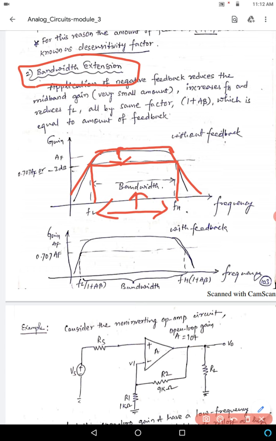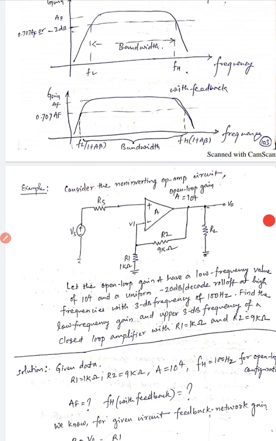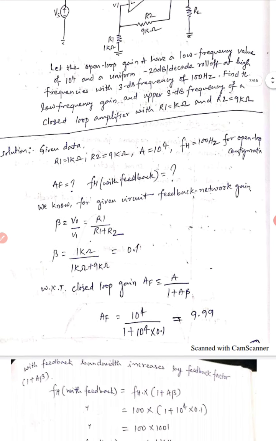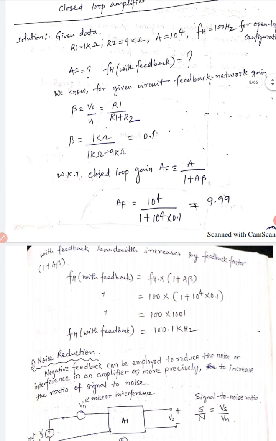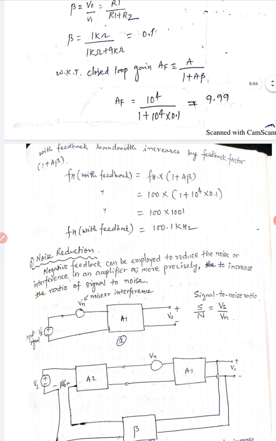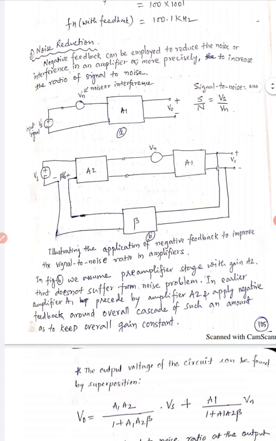Similarly, the other example will be with feedback, and then we can compare the gain, that is the bandwidth will be more with feedback only. That will be explained in the next one with an example. Just the values will be given, just substitute, you can find out the gain with feedback and without feedback, then afterwards the bandwidth. The third one, noise reduction, that is the third important parameter of the feedback amplifier.